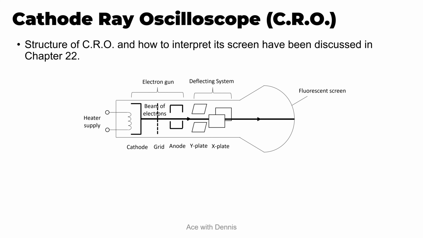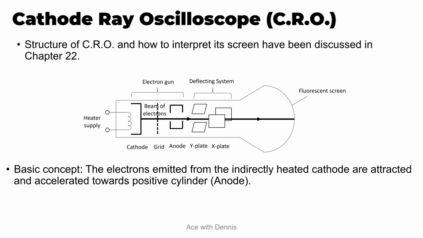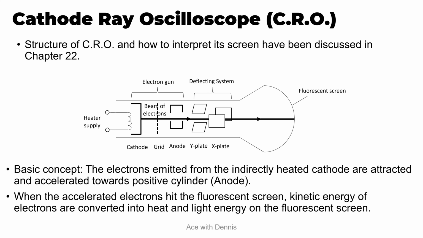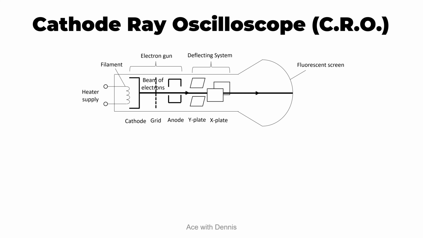So this is the structure of CRO. The basic concept is the electrons emitted from the indirectly heated cathode are attracted and accelerated towards the positive cylinder, which is the anode. When the accelerated electrons hit the fluorescent screen, the kinetic energy of electrons is converted into heat and light energy on the fluorescent screen.